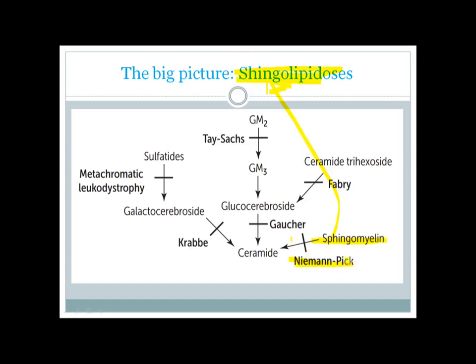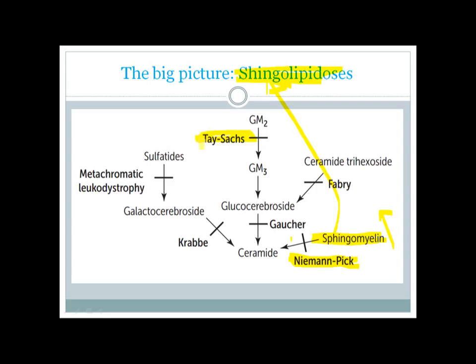So Niemann-Pick disease would be the first disease that someone like Niemann would pick, and in Niemann-Pick disease, there will be sphingomyelin accumulation, and it occurs due to deficiency of an enzyme called sphingomyelinase. The next disease that I want to remember well is Tay-Sachs disease.